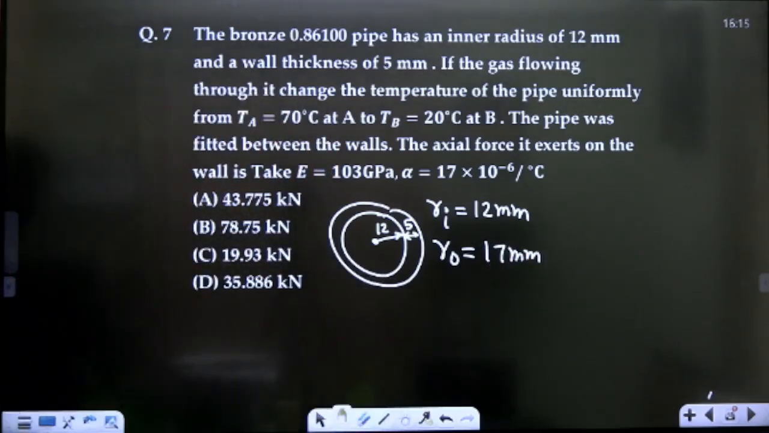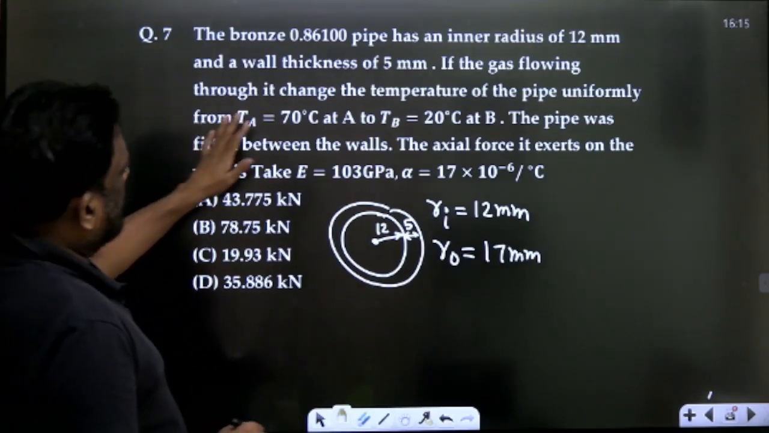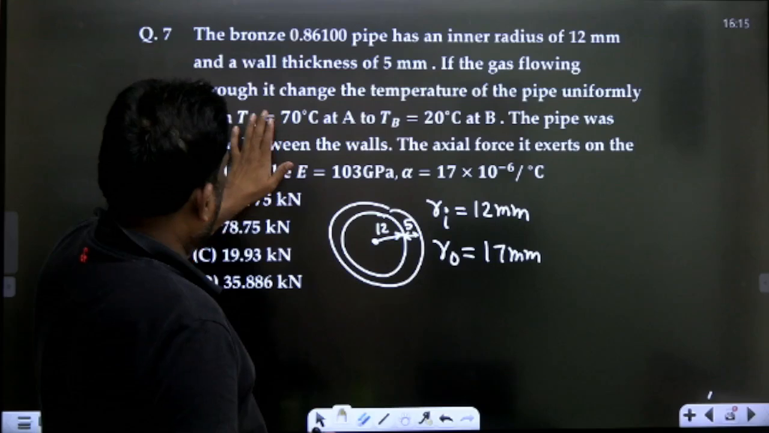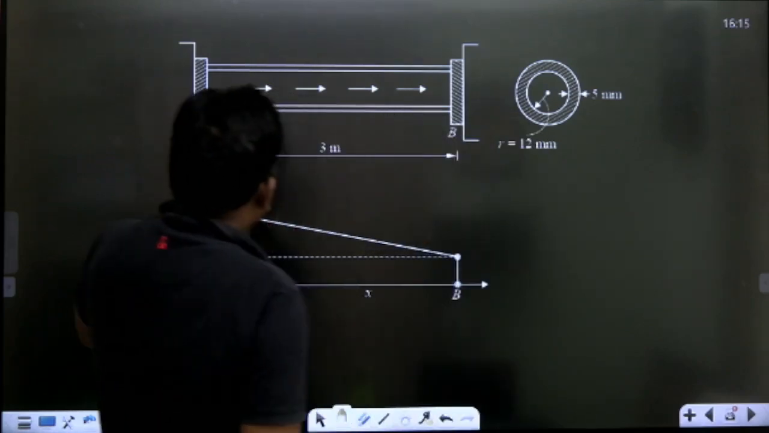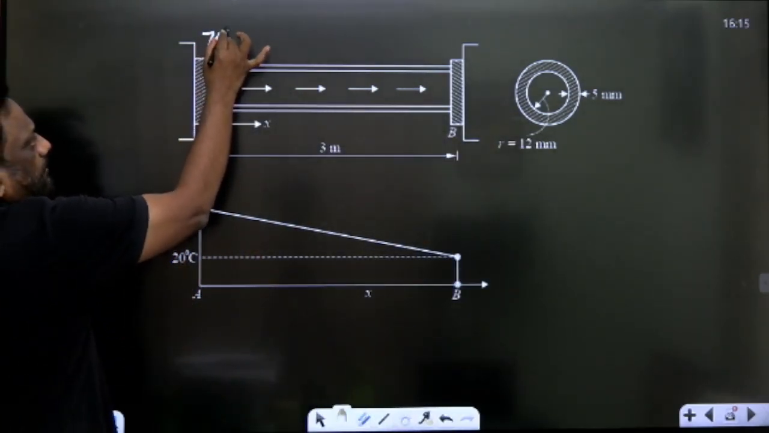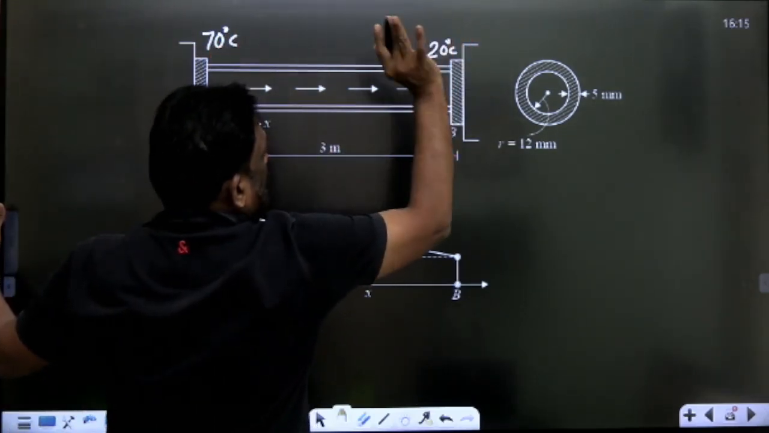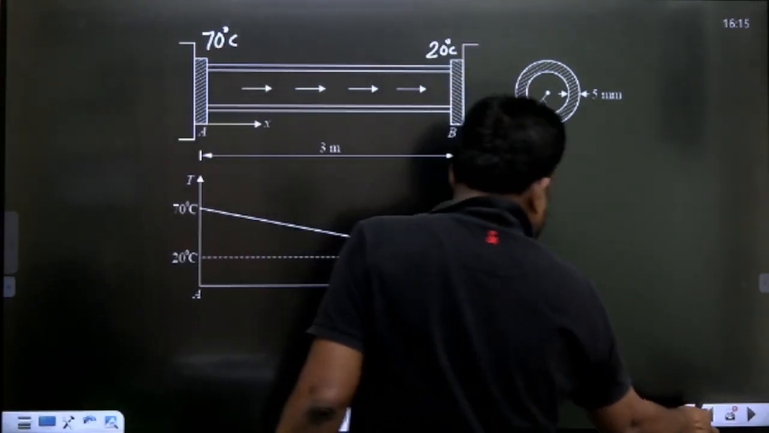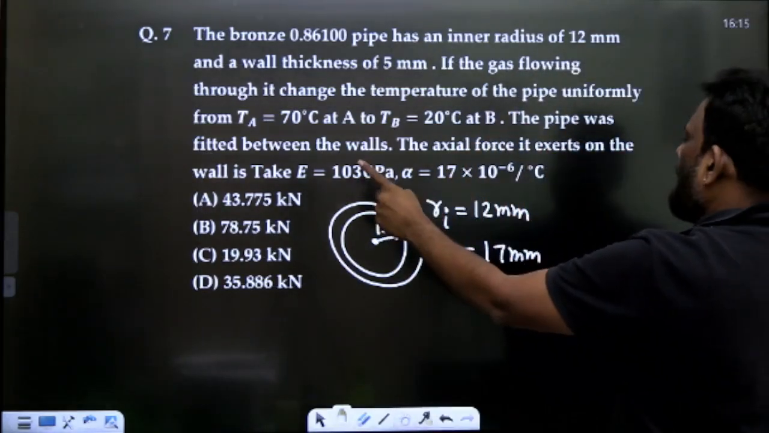If the gas flowing through the pipe changes the temperature of the pipe uniformly from 70 degree to 20 degree. Look here, sir. When the fluid is flowing, here the temperature is 70 degree and here the temperature is 20 degrees. Again, it is non-uniform heating. Okay. The pipe was fitted between walls.